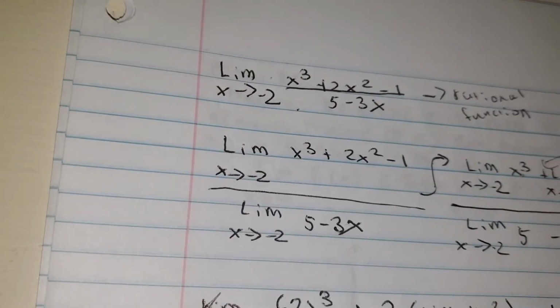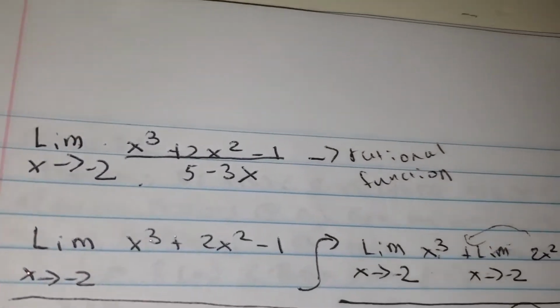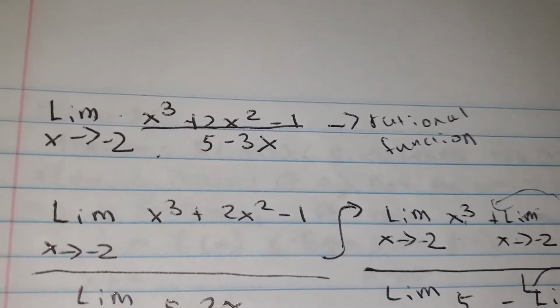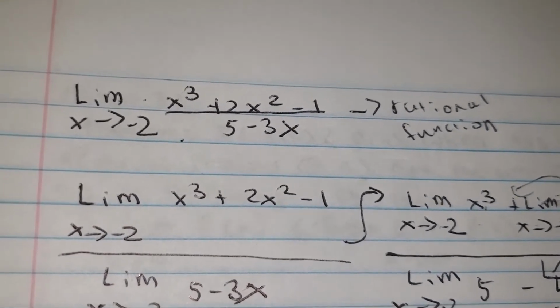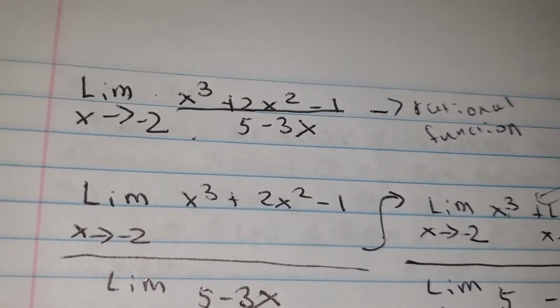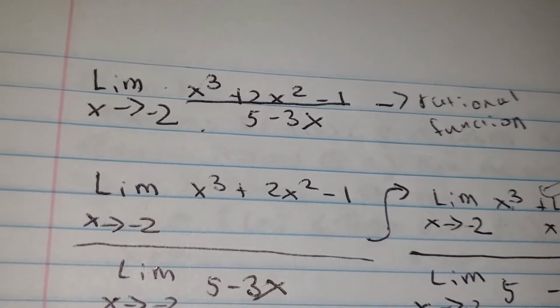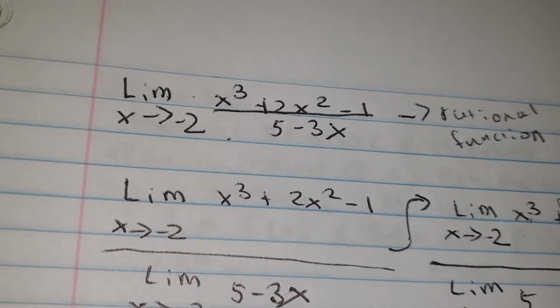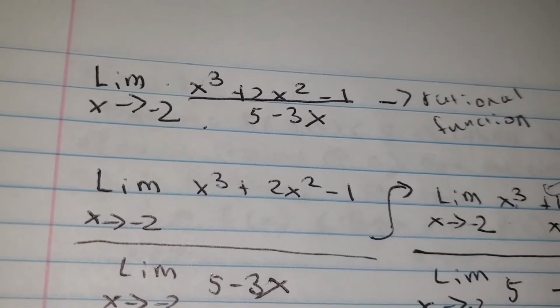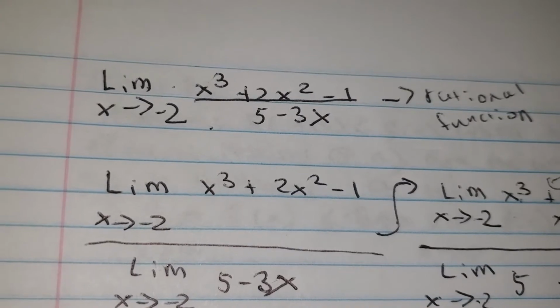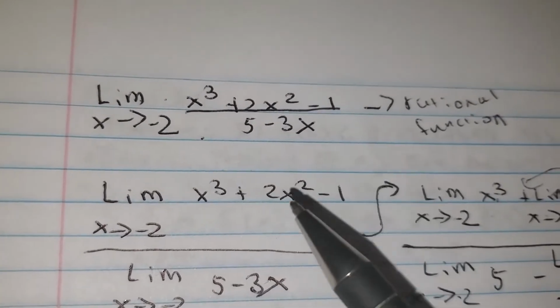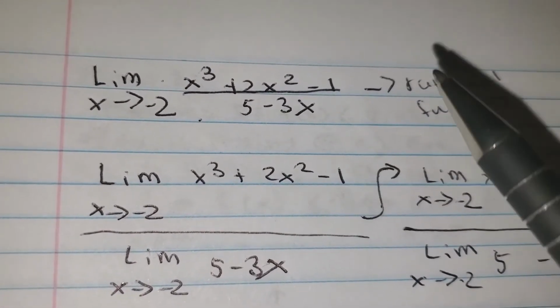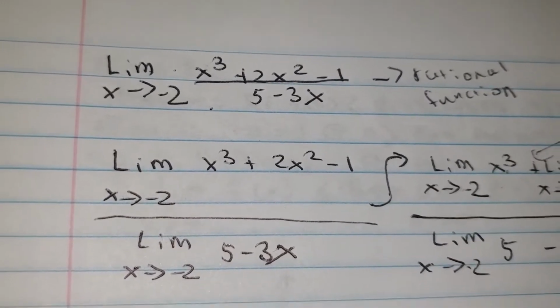All right, let's do an example. The example today would be a rational function. Rational functions, when it comes to limits, are continuous as long as we're in the domain of the function. And we'll state later that we could directly substitute. And so the limit we're going to be solving today is the limit as x approaches minus 2 of (x cubed plus 2x squared minus 1) over (5 minus 3x).